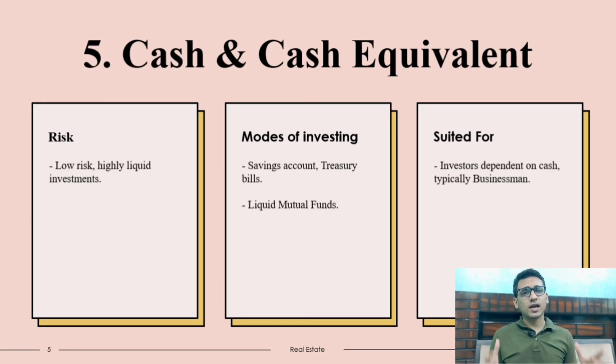So lastly, we move on to cash and cash equivalents. These types of investments are highly liquid, low risk investments which are easily accessible during emergencies, for example savings account, treasury bills, liquid mutual funds. These are low risk and low return investments, and they are typically suitable for investors who are in constant need of cash.